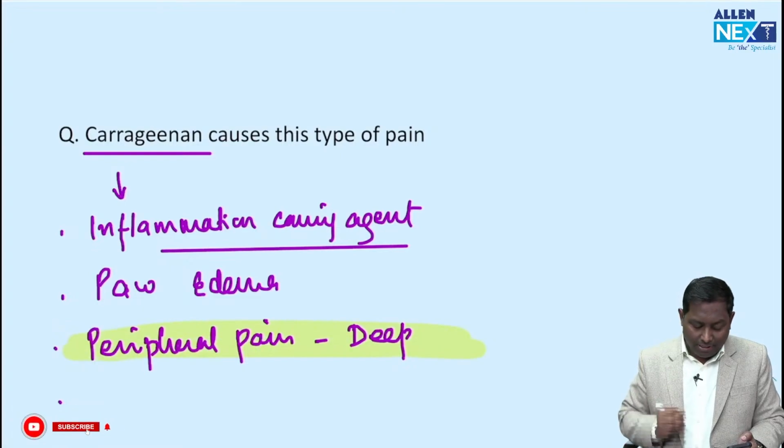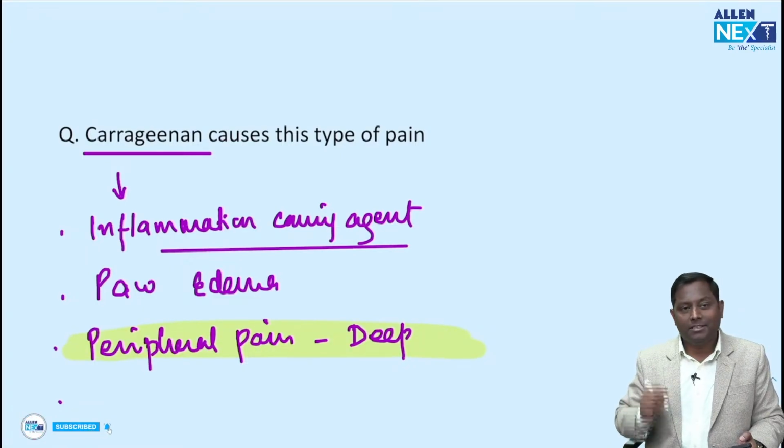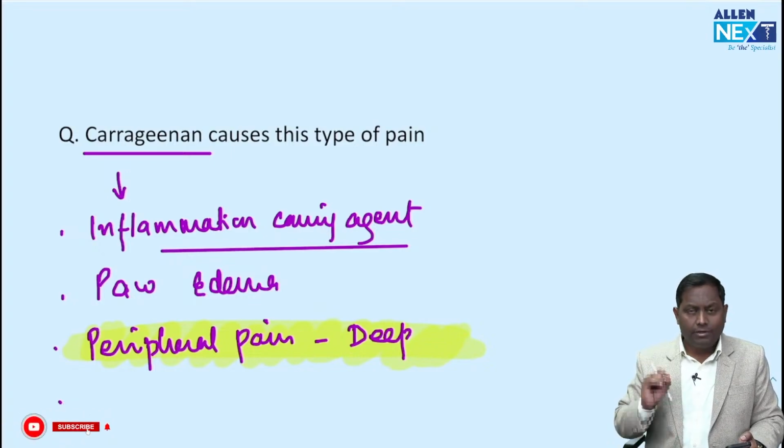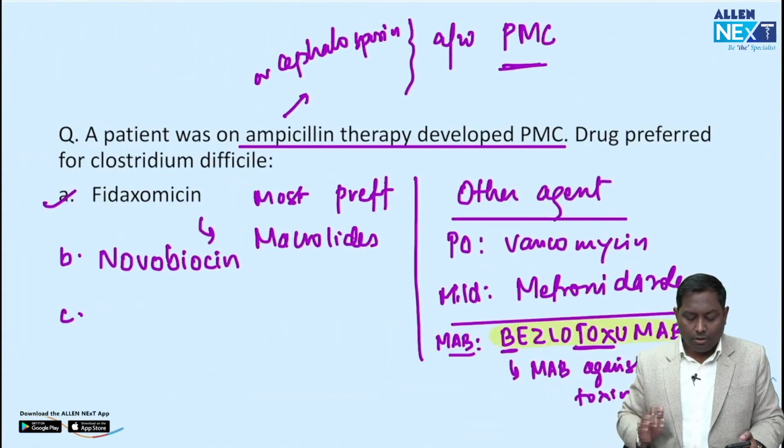This is going to be the preferred answer. Dr. Sumaya Fatima, if this is the one, this is going to be the correct answer. Peripheral or deep pain, this is going to be the correct one, right? So let me quickly go ahead with all the 25 questions that we are having. 60 second quick recap. Carrageenan causing peripheral deep pain, this is one of the questions.